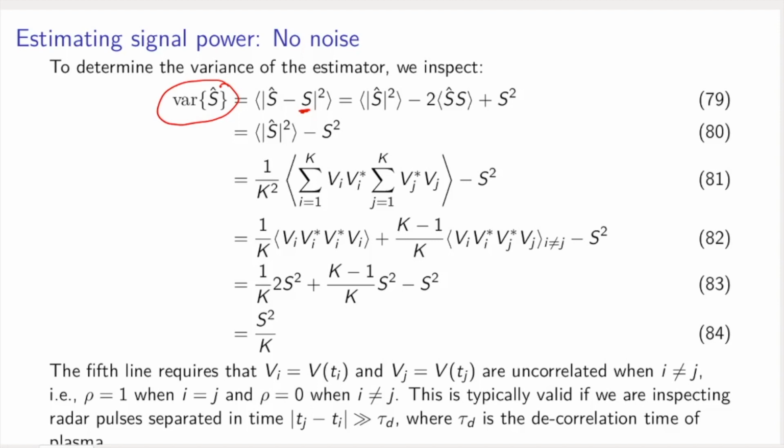We can then insert the equation that describes our power estimator, which results in a product of two sums. We can divide the terms that result from the product of two sums into two distinct cases. There are k terms where i equals j, and k times (k minus 1) terms where i is not equal to j. Both of these cases result in a fourth moment of complex voltage.